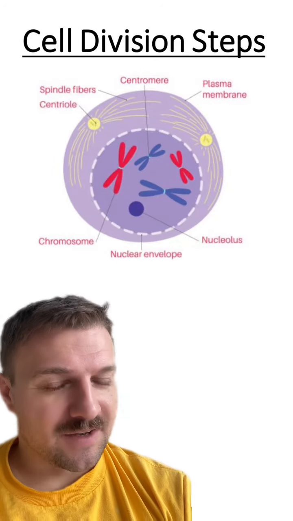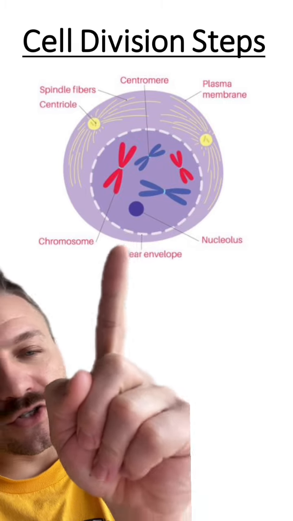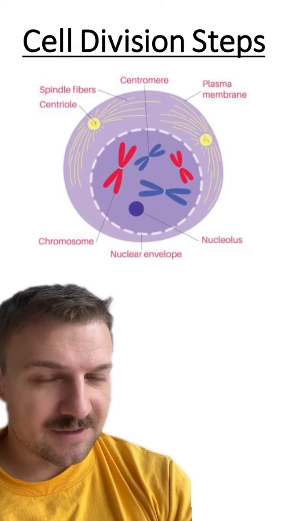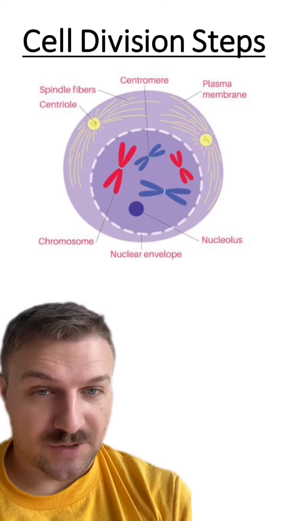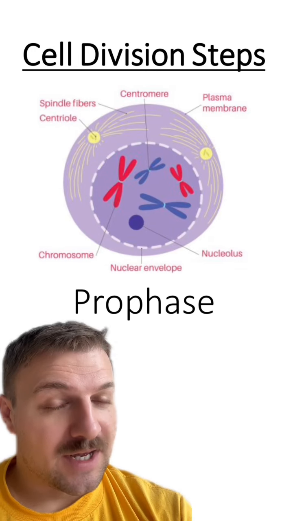All right, here's our next phase. You can see the nucleus has started to break down and the chromosomes have condensed. The spindle fibers in this phase have also started to be produced, which are going to attach to the chromosomes. This phase is known as prophase.